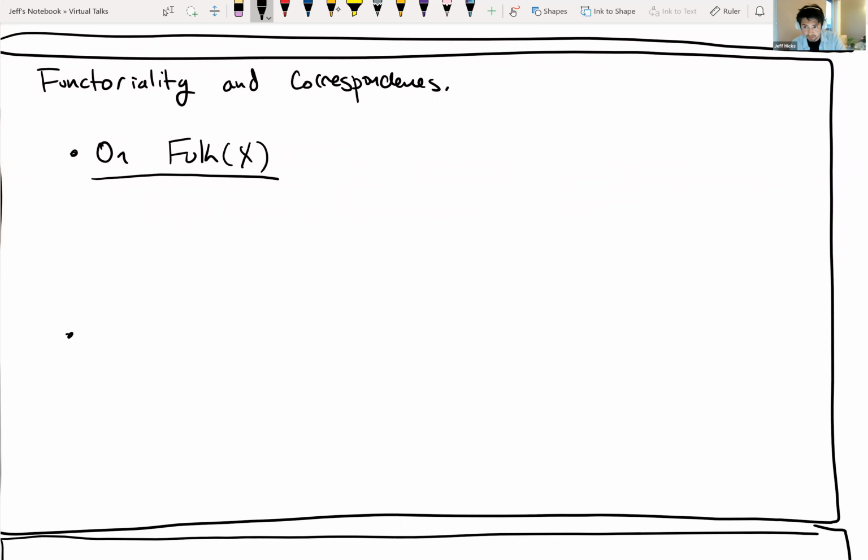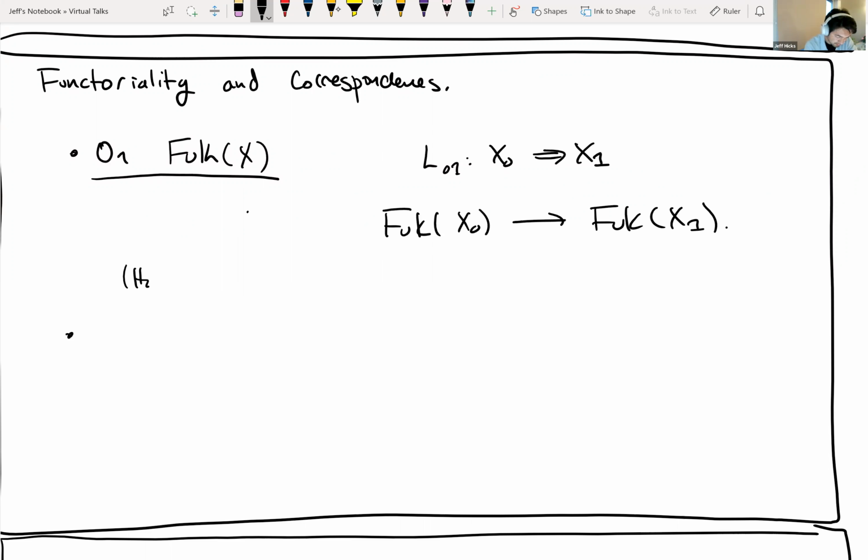Now, the reason that we're going to be using these correspondences is that they're believed to have some kind of functoriality. So on the Fukaya category, if I give you a correspondence L01 from X0 to X1, it's believed that there's a corresponding functor from the Fukaya category of X0 to the Fukaya category of X1. This is in general really hard to prove. The holomorphic curve theory is quite difficult to do. However, on the K group of the Fukaya category, this is much easier to prove.